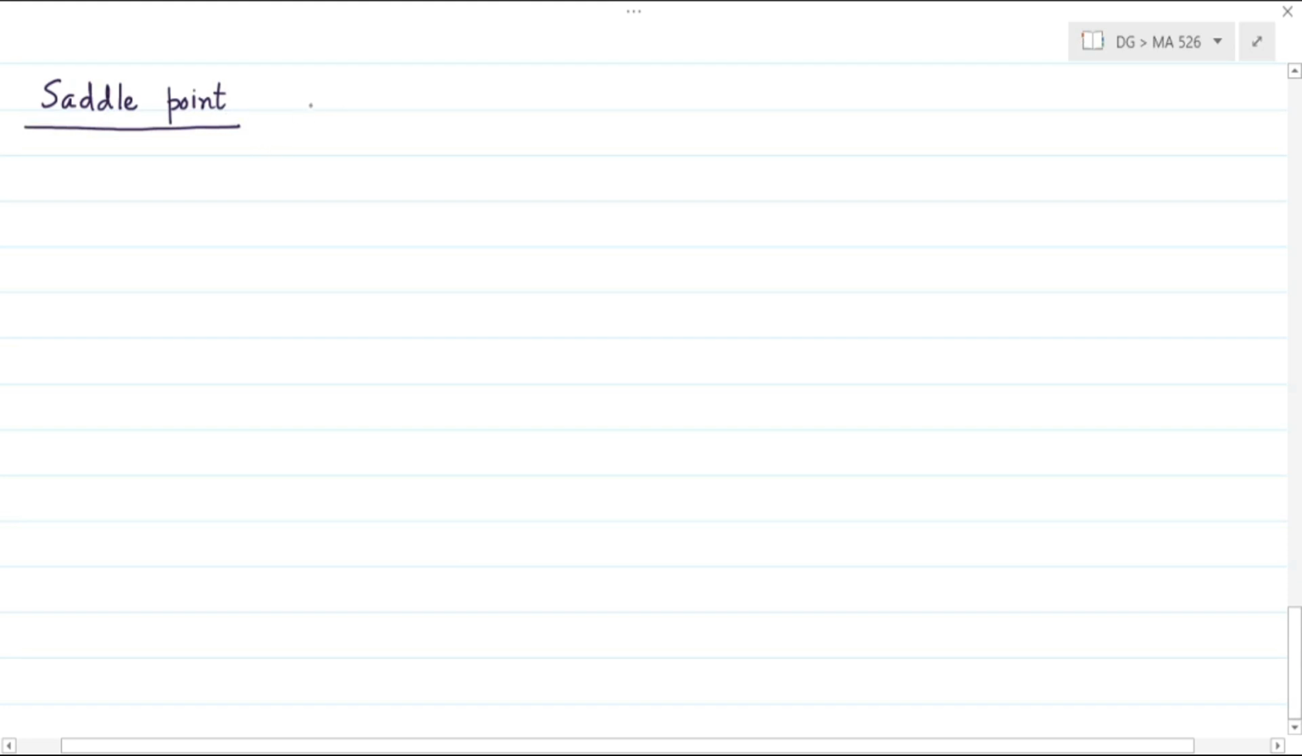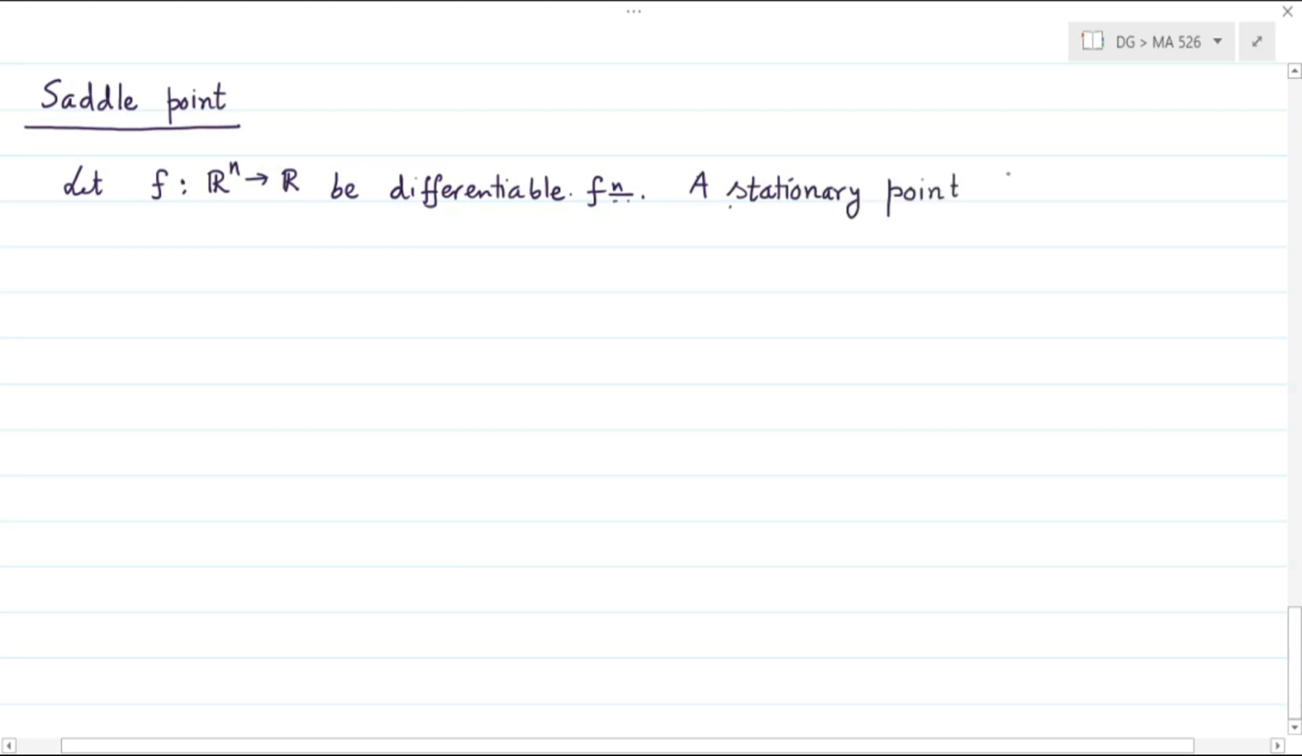For the definition, we define saddle point for differentiable functions only, and therefore we start by letting a function f from R to R be differentiable and x bar a stationary point. But what do we mean by a stationary point? By a stationary point, we mean a point for which the function f has a station.